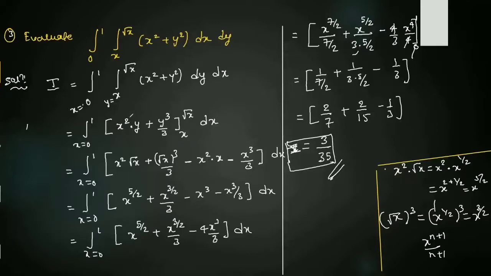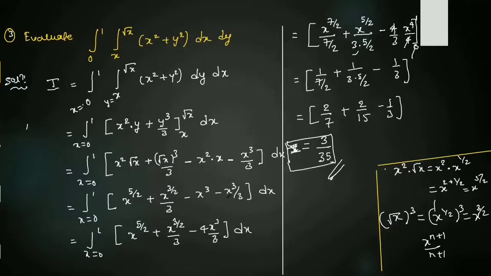See, in both the term we have to substitute root x, and in both the term we have to substitute x. So these are the two terms we got. And simplification. Here I have written x square root x. Simplification is here, where x square root x is nothing but x square into x to the power 1 by 2. Bases are same, add the power. So 2 plus 1 by 2 is 5 by 2. And root x cube is nothing but x to the power 1 by 2 to the power 3, which is to the power 3 by 2. And minus x cube and minus x cube by 3.